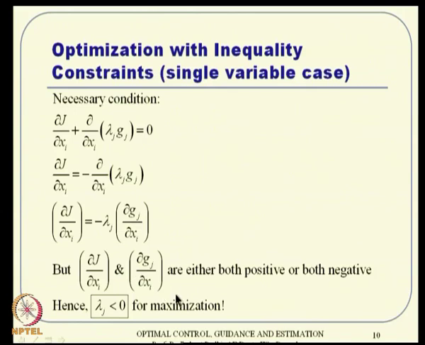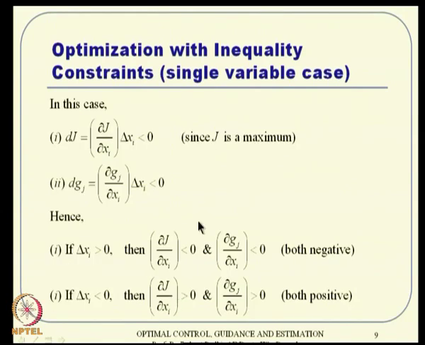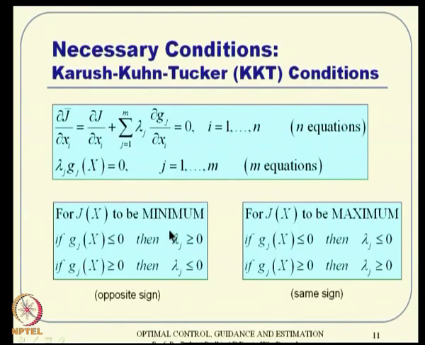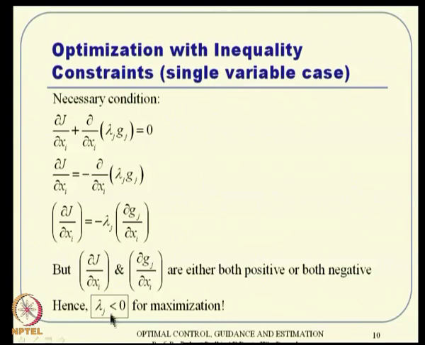So, this is what it tells us. It tells us that if it is a maximization problem, then this lambda j has to be negative ultimately. So, this kind of analysis you can do case by case and generalize.